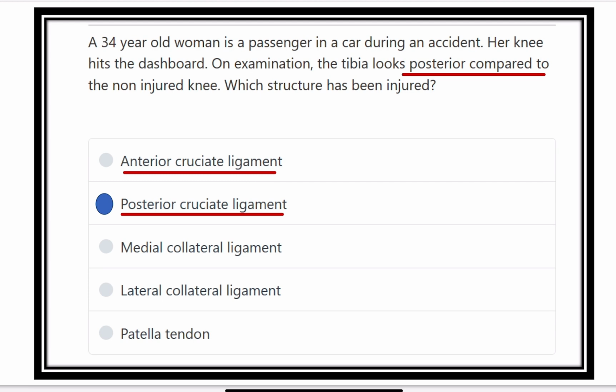In case of a medial collateral ligament injury, there is a positive valgus test. So this is the short information regarding the options.